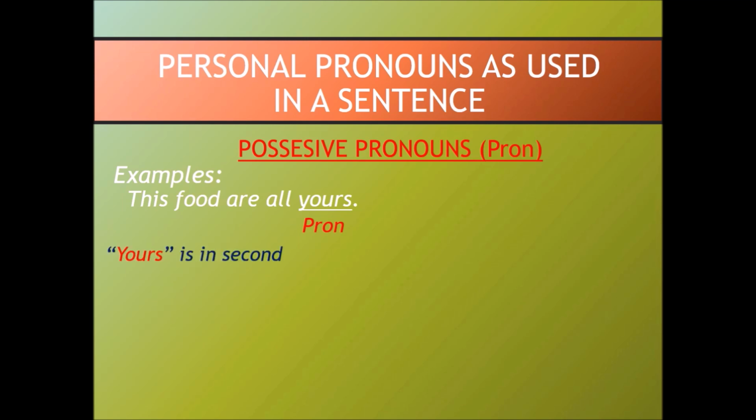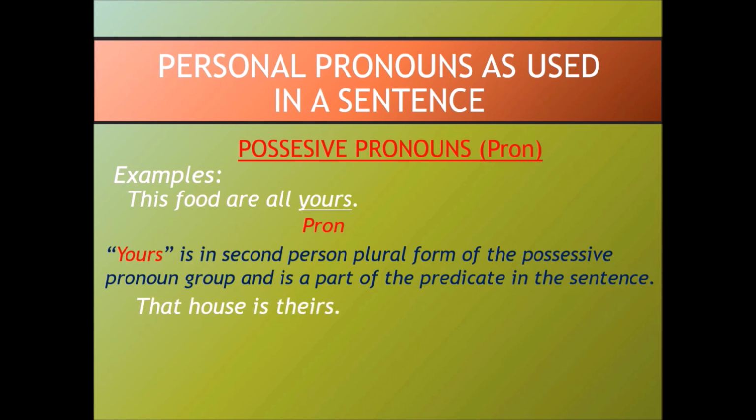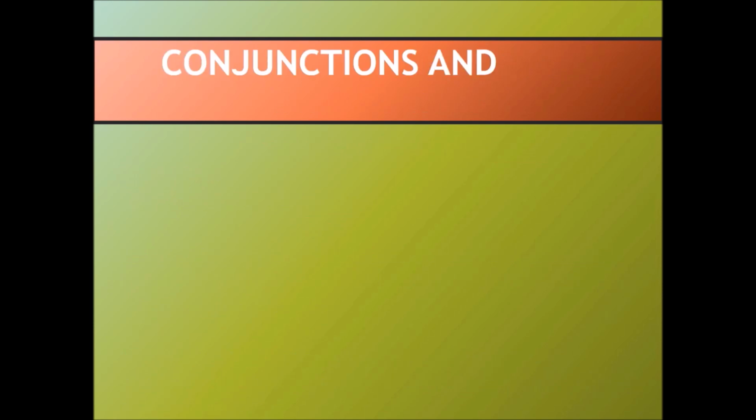Yours is in second person plural form of the possessive pronoun group and is a part of the predicate in the sentence. The second example is that house is theirs, where theirs is a possessive pronoun. Theirs is in third person plural form of the possessive pronoun group and is a part of the predicate in the sentence. Now let's move on to the third minor function words, the conjunctions.